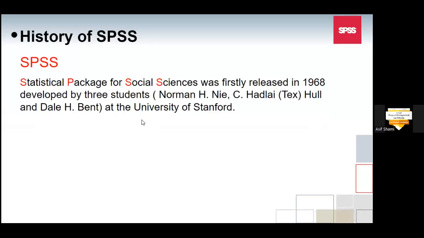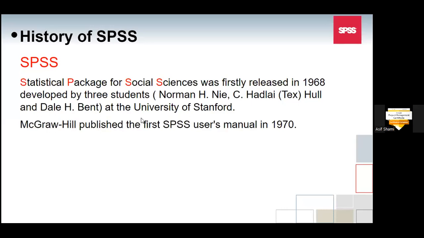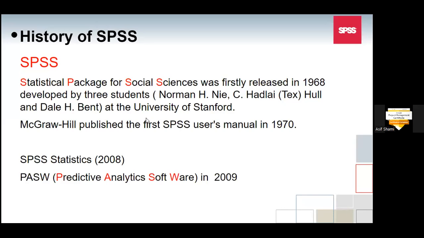SPSS, the Statistical Package for the Social Sciences, was developed by Norman and Haldane et al. at Stanford University. Then McGraw-Hill published the first user manual in 1970. In 2008, it became SPSS Statistics. Then in 2009, it became predictive analytics software, but now its copyrights are with IBM.